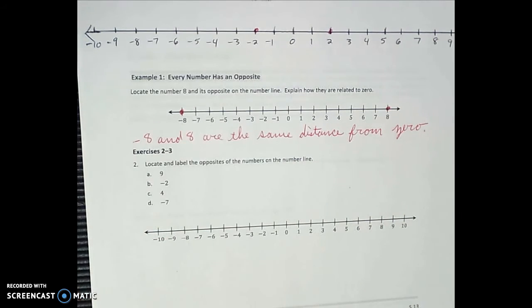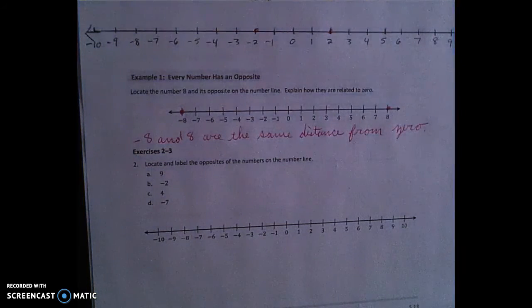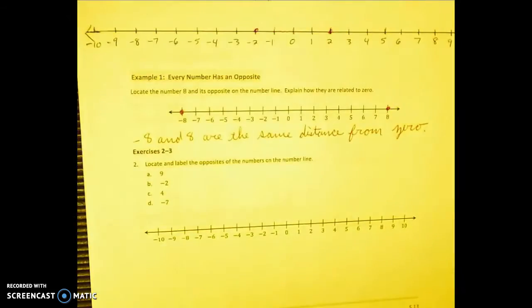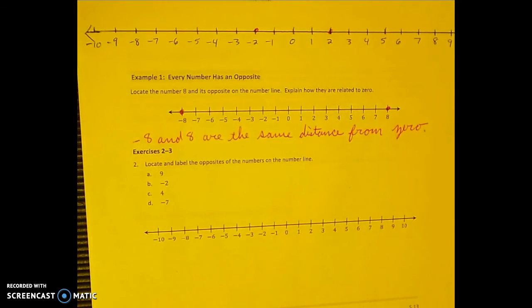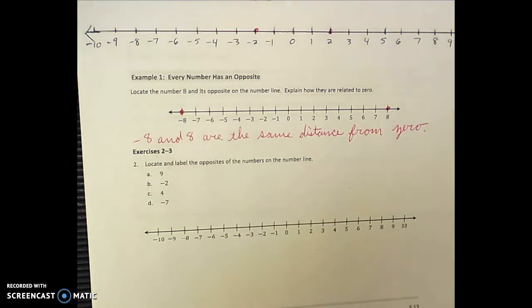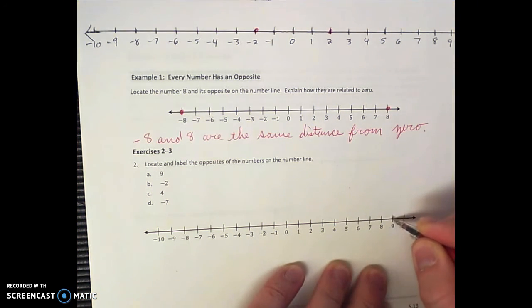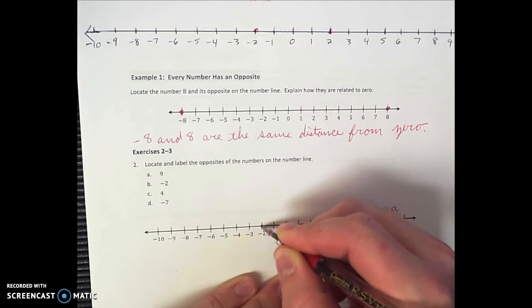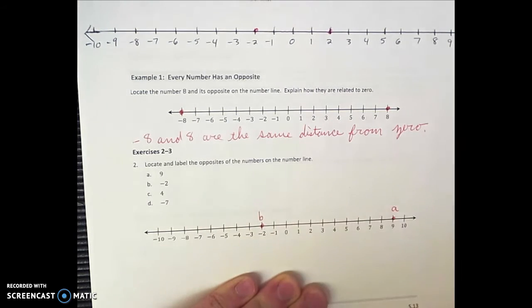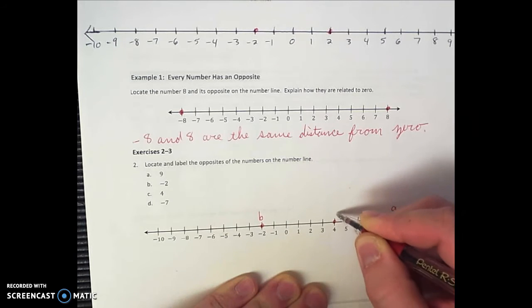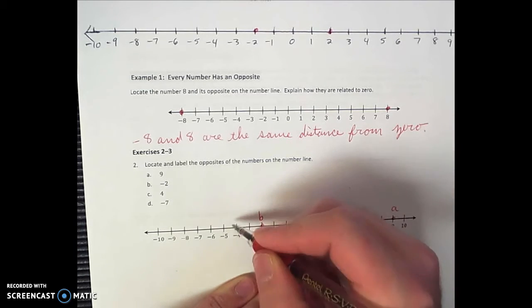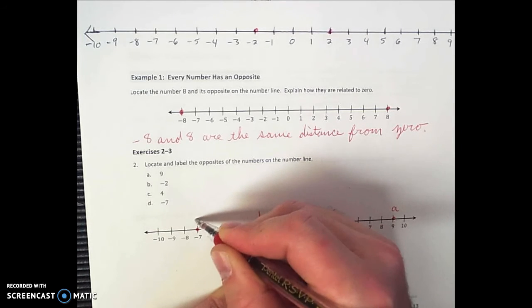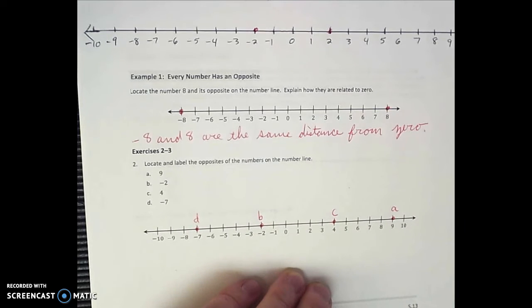Now if we take a look at 2 and 3, we're going to locate and label the opposites of the number on the number line. So we're going to mark A at 9. B is at negative 2. C is at 4. And then D is at negative 7. So we should be labeling our number line like that.